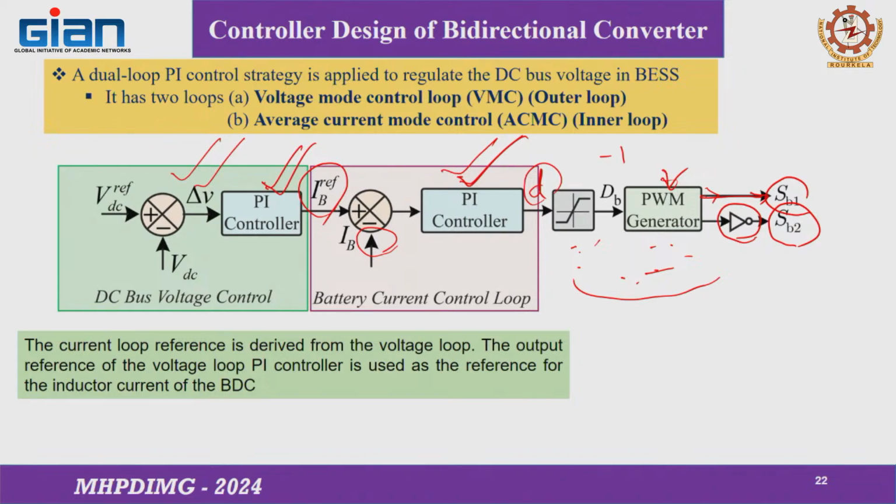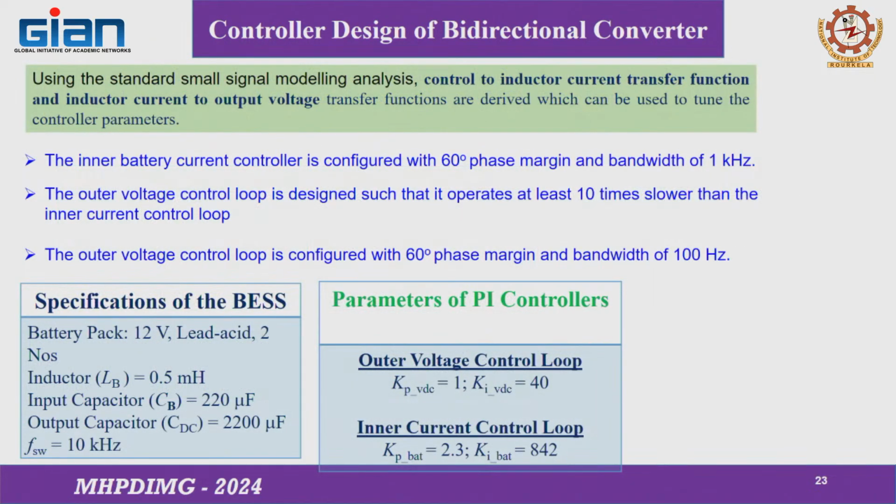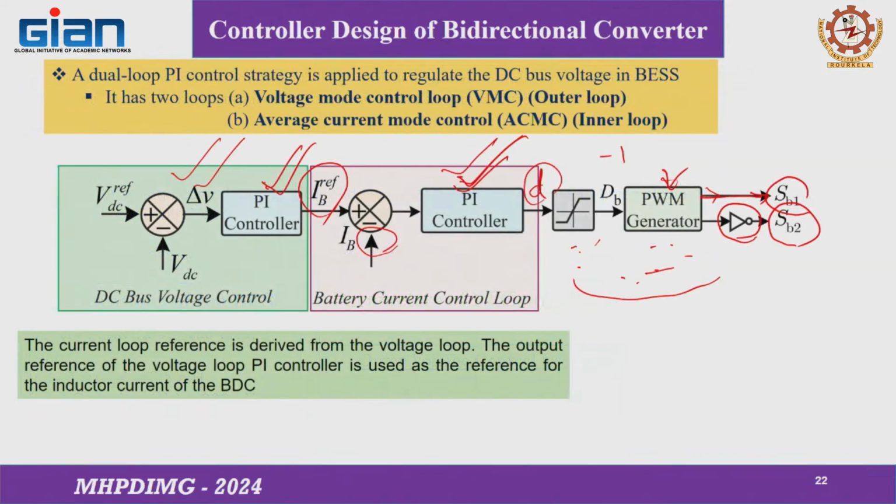How to design the PI controller? These are also very standard stuff. Using small signal modeling analysis, you can find the control to inductor current transfer function and inductor current to output voltage transfer function, and using Bode plot analysis, you can fix the phase margin to 60 degrees. I forgot to mention: between these two loops, the inner current loop is much faster compared to the outer voltage loop.